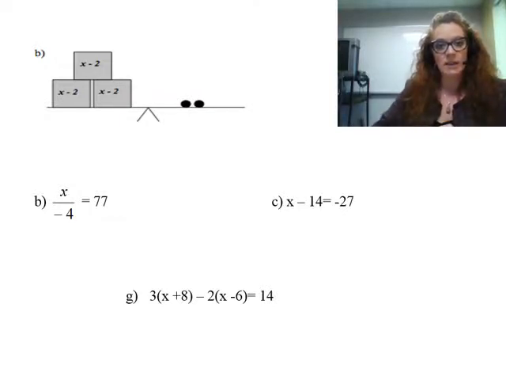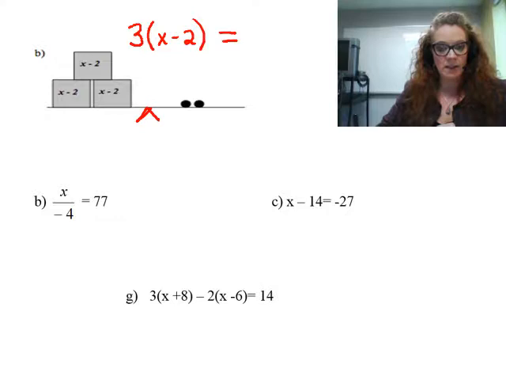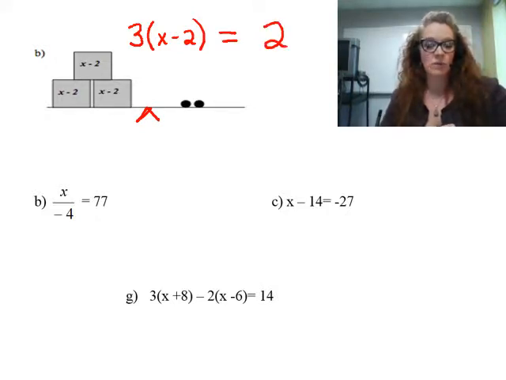So what I would say is there are 3 x minus 2's, and that is equal to, because the middle of the scale is your equal sign, we've got our 2 dots. So 3x minus 2 is 2.